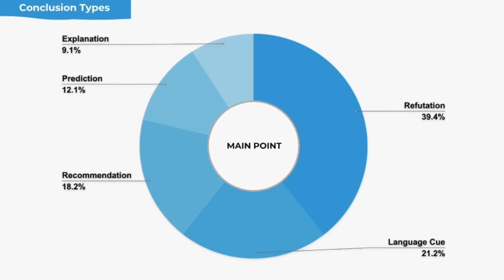So now let's conduct just a review of the different conclusion types that you're going to likely face when you're working on main point questions. From the top right, 39% of main point questions are presenting a refutation of a previously stated position. 21% are ones where you can find the main point using a traditional language cue like thus or therefore or hence. 18% of main point questions have conclusions that serve as recommendations. 12% have conclusions that serve as a prediction, and 9% have conclusions that serve as an explanation. So these are some really frequent and common conclusion types that you should be on the lookout for. And if you're stuck and you start to think about these, it should help you find it.